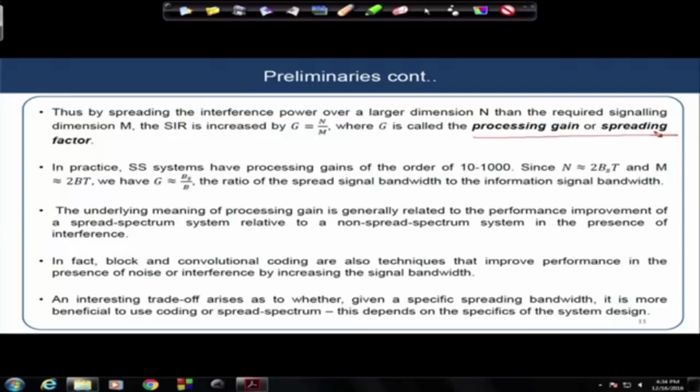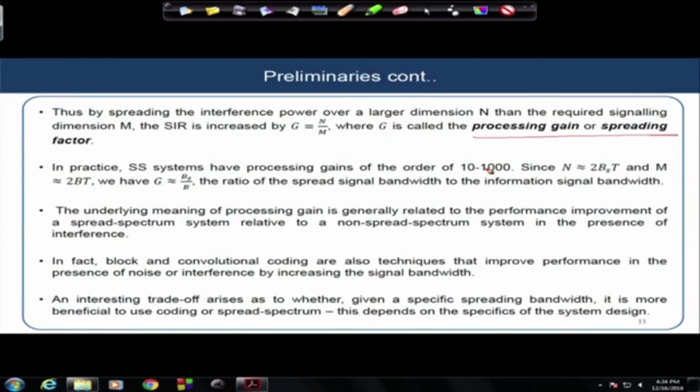Your signal power at the end of the receiver is much increased relative to the interference power. In the bandwidth domain, it can equivalently be written as the spread spectrum bandwidth divided by the actual bandwidth required for the data modulation. To give you an idea, in practical system design we keep this gain factor around 10 to 1000. So what is the underlying meaning of this gain?